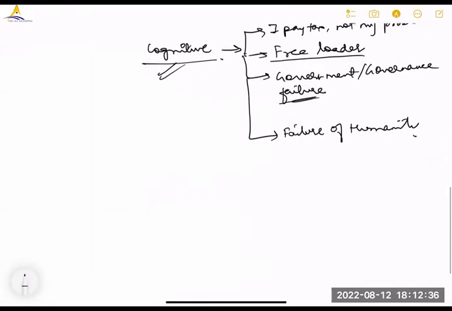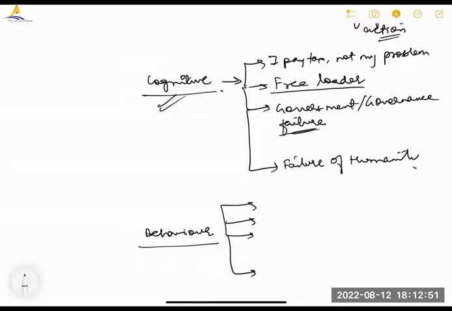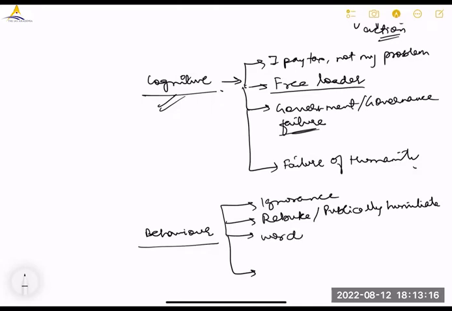Now what is the behavioral aspect? How will you react? ये दोनों चीजें तो it is happening at the level of your subconscious. Affective और cognitive तो आपके दिमाग में चल रहा है. How will you react? The one who is saying I pay tax, not my problem, how will they react? Ignore. Yes, ignorance. The one who is saying they are a freeloader, will they rebuke or publicly humiliate? The one who is saying it is a governance failure, they may say some words of comfort, है ना?